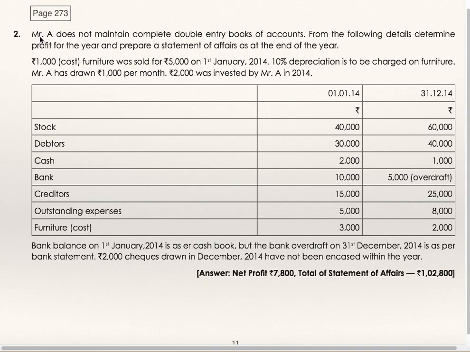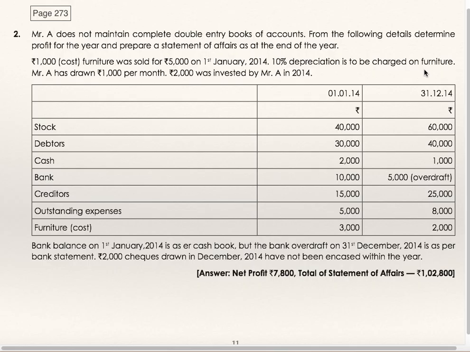Page number 273, question number 2. Mr. A does not maintain complete double entry books of accounts. From the following details, determine profit for the year and prepare a statement of affairs as at the end of the year. Furniture of cost 1000 was sold for 5000 on 1st Jan 14. On 1st Jan 14, the very first day of the accounting year, he has sold furniture for 5000 whose cost is 1000. Profit on sale of furniture 4000 is his profit. This is non-trading profit. I will let you know how the note is to be written for this.